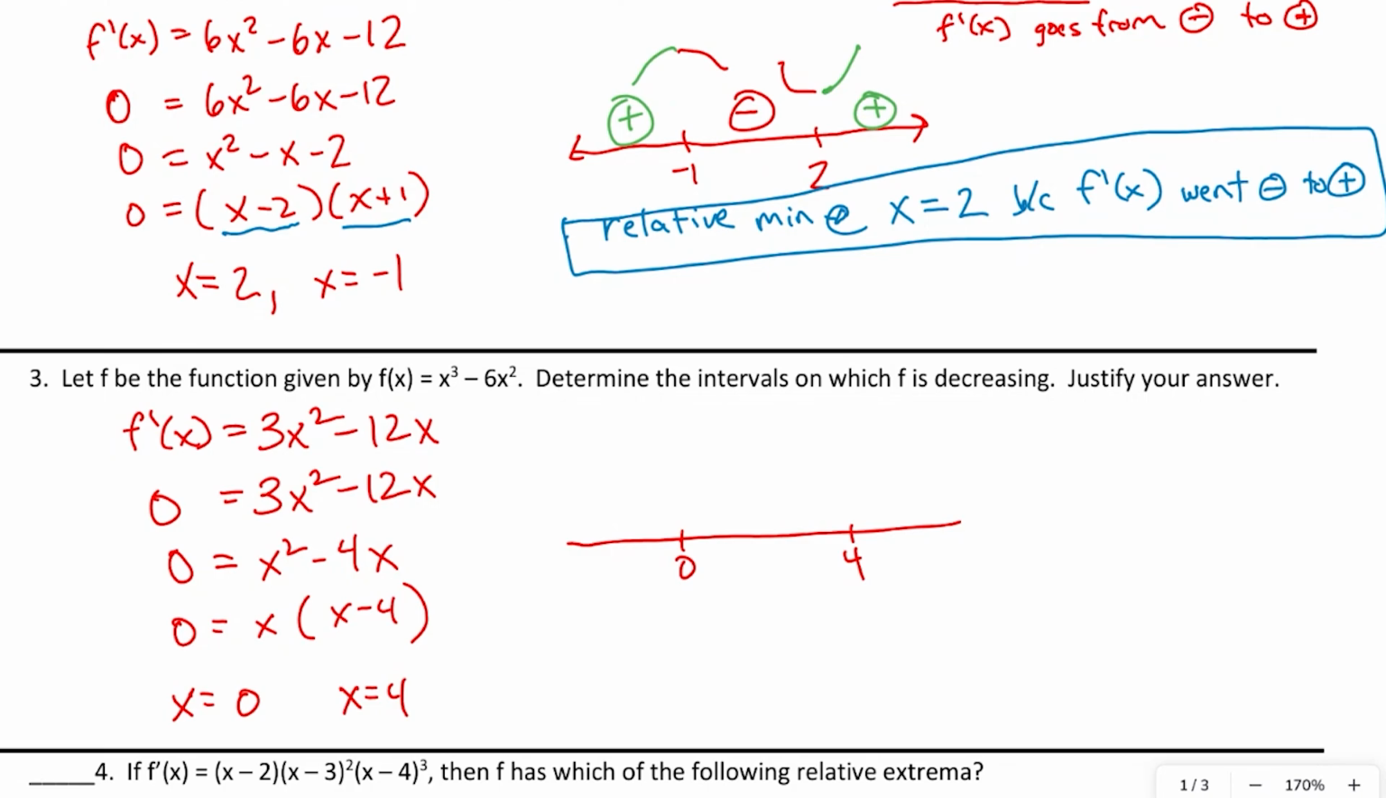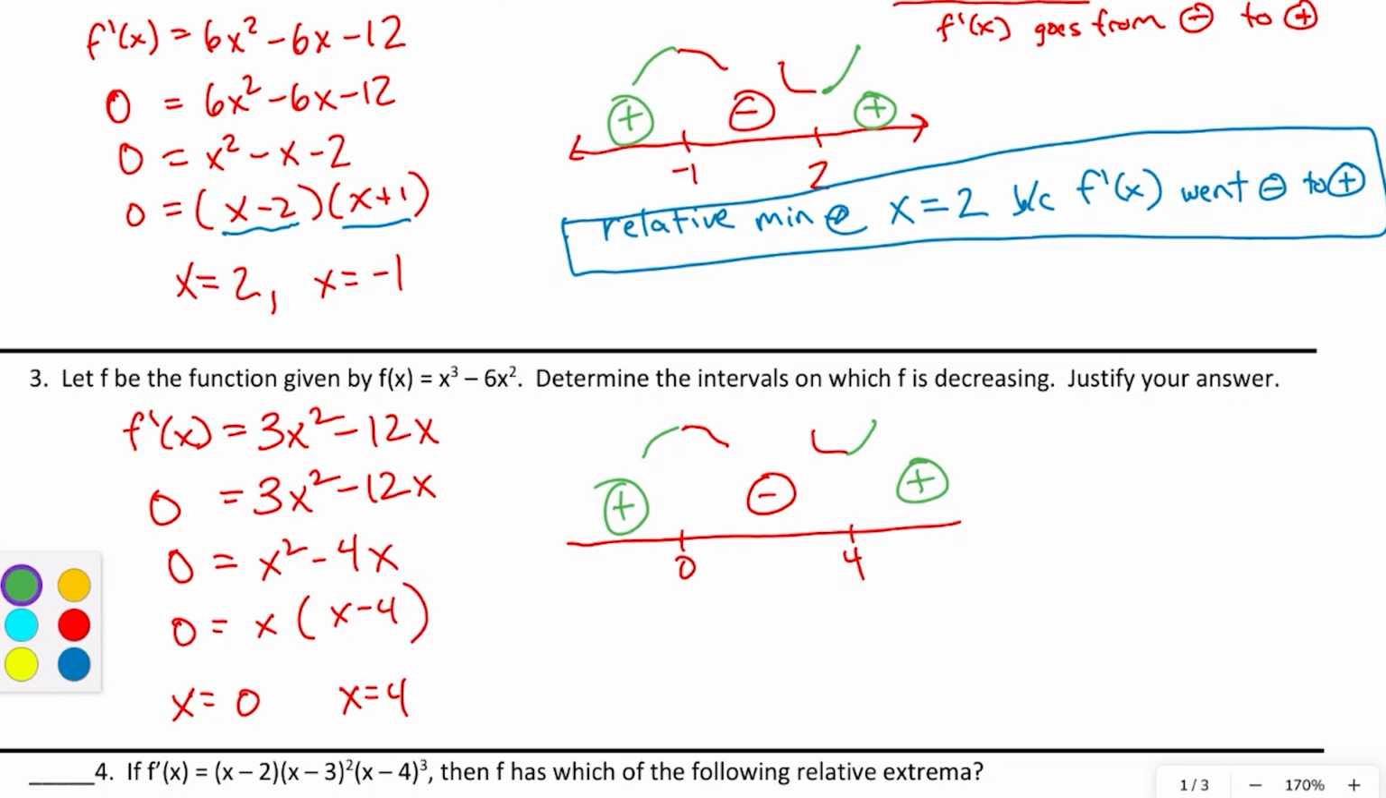If I plug in any negative number here, a negative times another negative is going to be positive. If I plug in a number like 1, I get 1 times negative 3, which will be negative. And if I plug in a number like 10, I'll get a positive times a positive, which is positive. Even though it doesn't ask us for the extrema here, I'm just going to give a little piece of bonus information. We can see that we have a maximum occurring at 0 and a minimum occurring at 4. Okay, so just want to point that out.